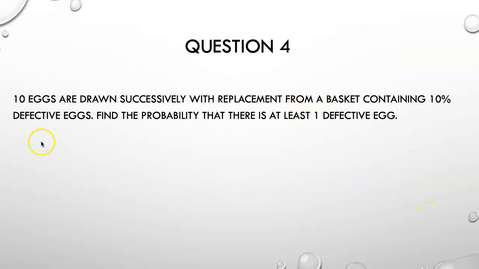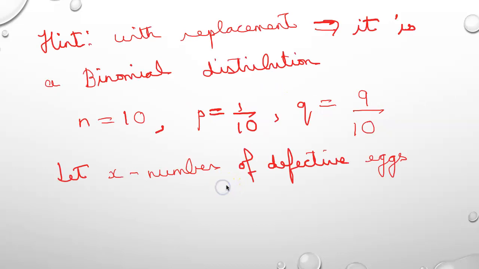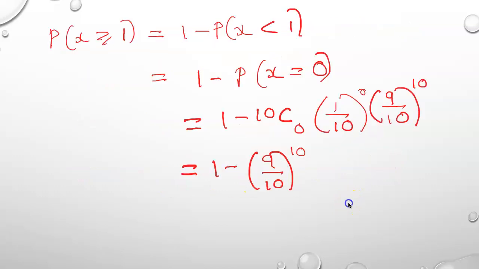Question 4. 10 eggs are drawn successively with replacement from a basket containing 10% defective eggs. Find the probability that there is at least one defective egg. Again with replacement, so it is binomial distribution. n is 10, and 10% defective eggs, so your p is 1 by 10, q is 9 by 10. Let x be the number of defective eggs. So we want to find the probability that x is greater than or equal to 1, at least 1.